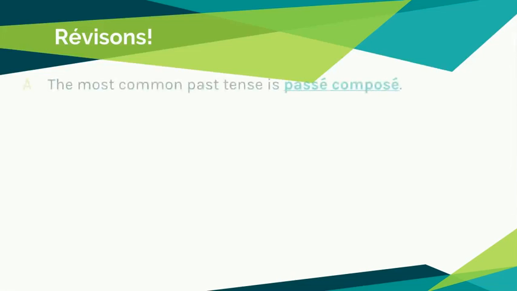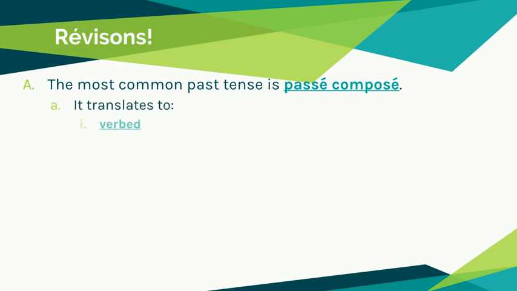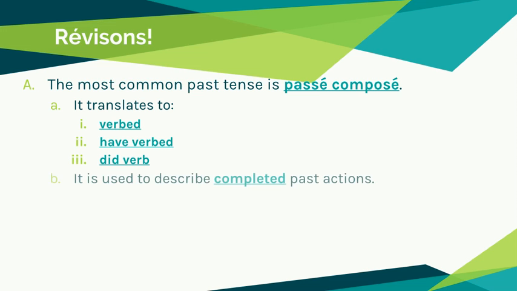Révisons un peu. The most common past tense is the passé composé. So usually when we're talking about past events, we're talking about completed past events. Yesterday, I ate breakfast. This morning, I got ready for school. Passé composé. It often translates to verbed, have verbed, or did verb. And it is used to describe completed past actions.